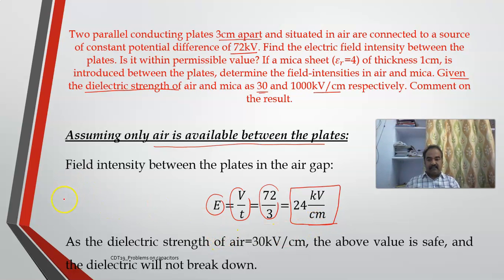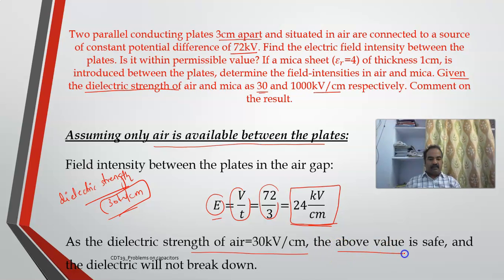See, what is dielectric strength? Dielectric strength is nothing but the maximum field which it can withstand. After that, it will experience a breakdown. So what is the maximum strength given? It is 30 kV per centimeter. If you apply more than this, it will experience breakdown. But right now, what is my electric field? V by t, it is 24 kV per centimeter, very much less than this. So my material will be very safe and it will not experience any breakdown. See, the above value is safe and the dielectric will not experience breakdown.